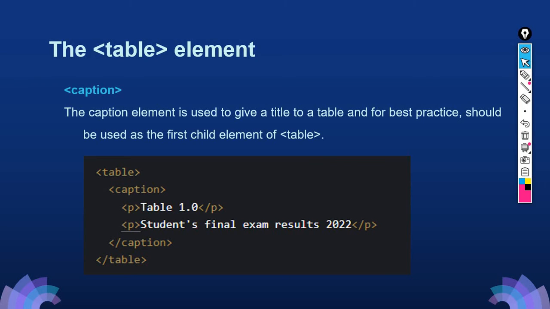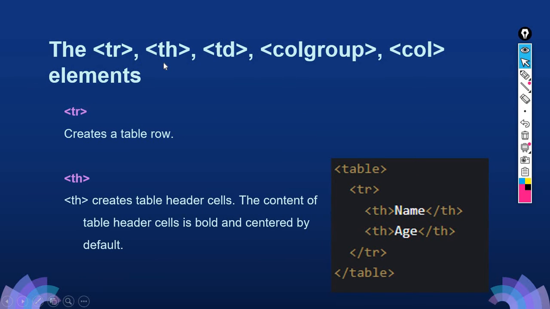So here is an example of its usage. Here you can see that we use the table element, and the first child is the caption element with its title, Table 1.0, Students' Final Exam Results 2022. So next elements are the TR, TH, TD, colgroup, col elements.